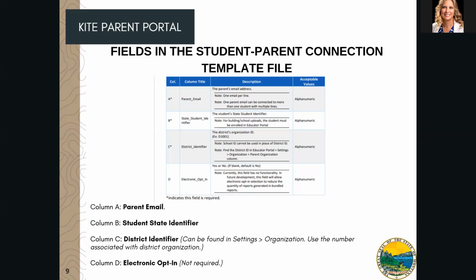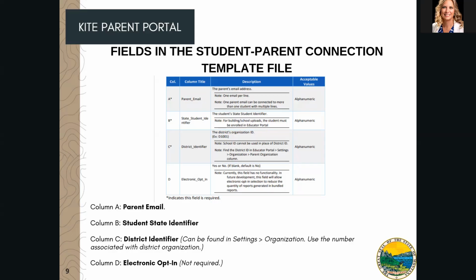The state identifier can be found in Infinite Campus or your student information system, or in a Kite enrollment data extract. This value can also be found by navigating to Settings and Students within the Kite Educator platform.